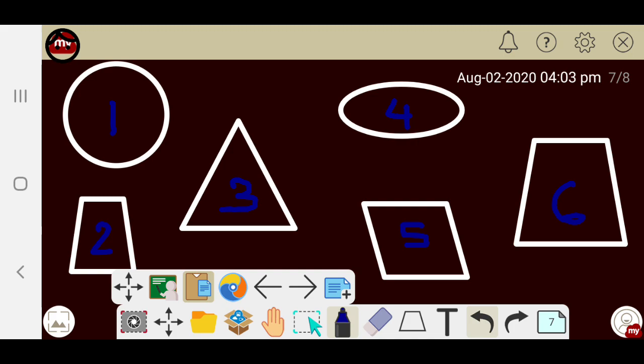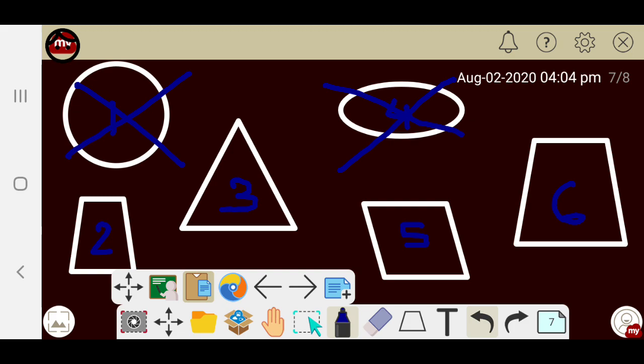Among these 6 figures, 1 and 4 are not polygons. Why? These figures are all simple and closed, but the first figure and the fourth one are not made up of line segments. So this one is not a polygon and this one is also not a polygon. All the others are polygons.